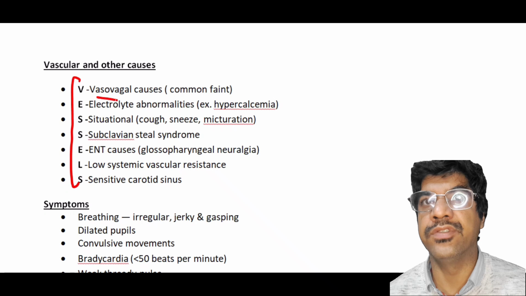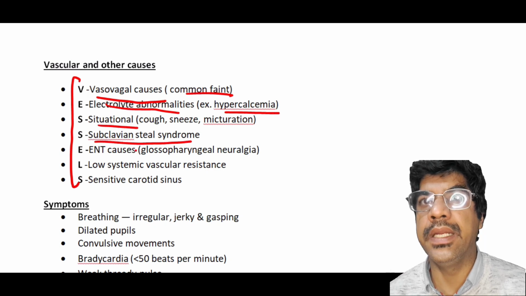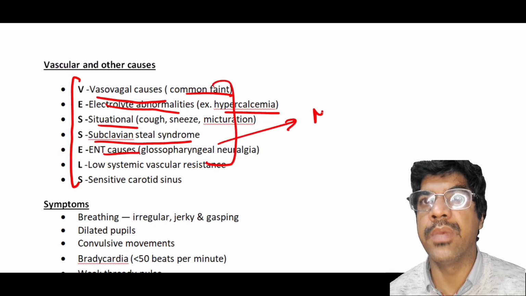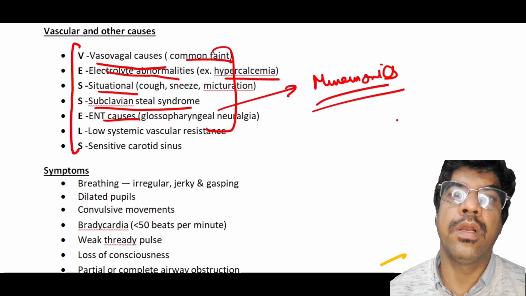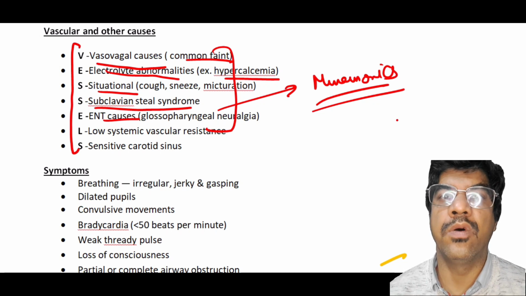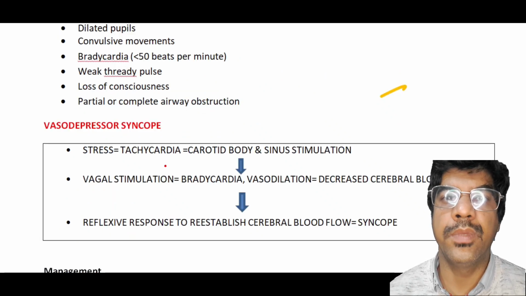V stands for vasovagal cause, electrolyte abnormality, that is hypercalcemia, situational, subclavian steal syndrome, ENT cause. So this is the mnemonic to remember the vascular and other causes of syncope. Now the symptoms of syncope include dilated pupils, bradycardia, weak pulse, and loss of consciousness. So other is the vasodepressor syndrome, syncope.